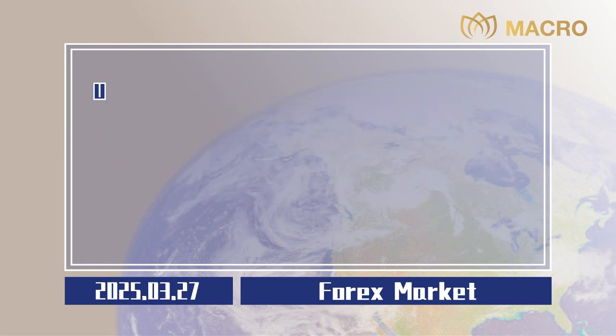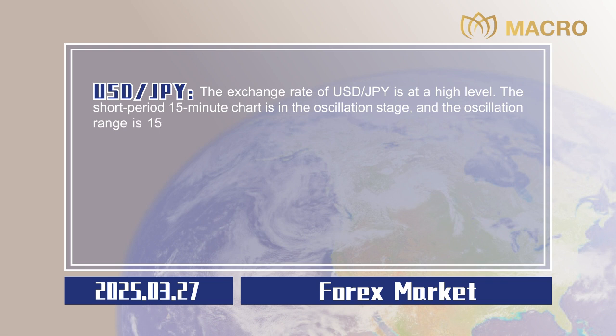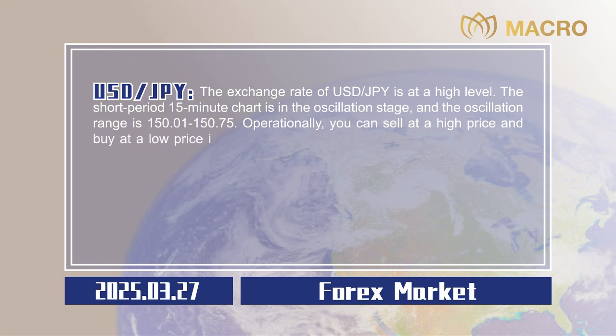US dollar to Japanese yen. The exchange rate of US dollar to Japanese yen is at a high level. The short period 15-minute chart is in the oscillation stage, and the oscillation range is 150.01 to 150.75. Operationally, you can sell at a high price and buy at a low price in this range.